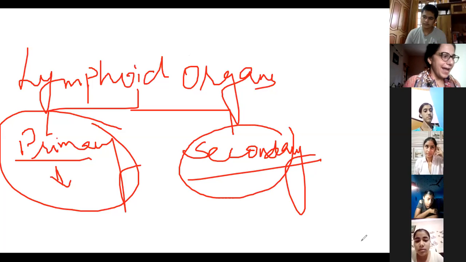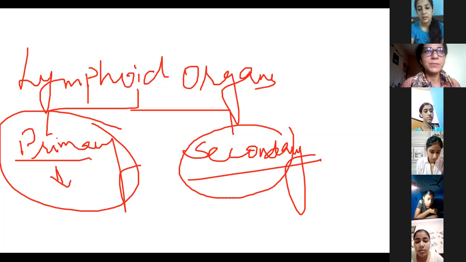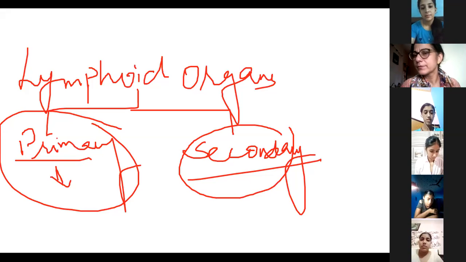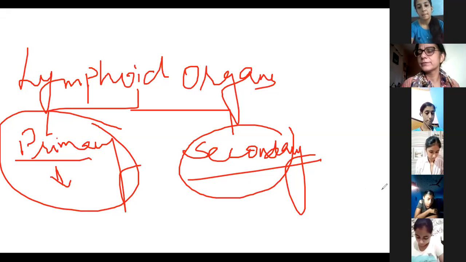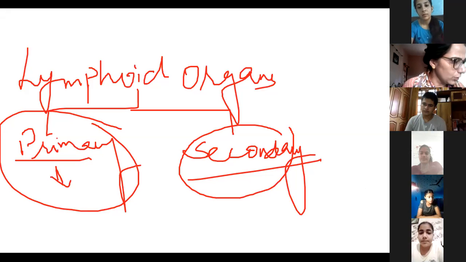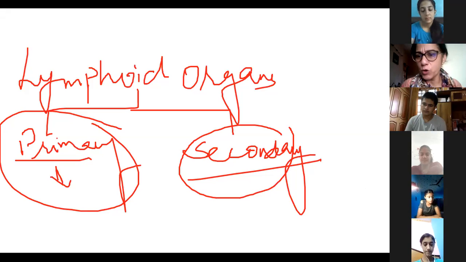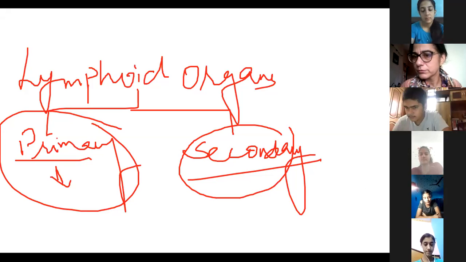Fine. Which is the main lymphoid organ? Bone marrow. Thymus is present near which organ? Where is it located? Near the heart. Behind which bone? Sternum, breastbone. Okay. Thymus is large in size at which stage of our life?